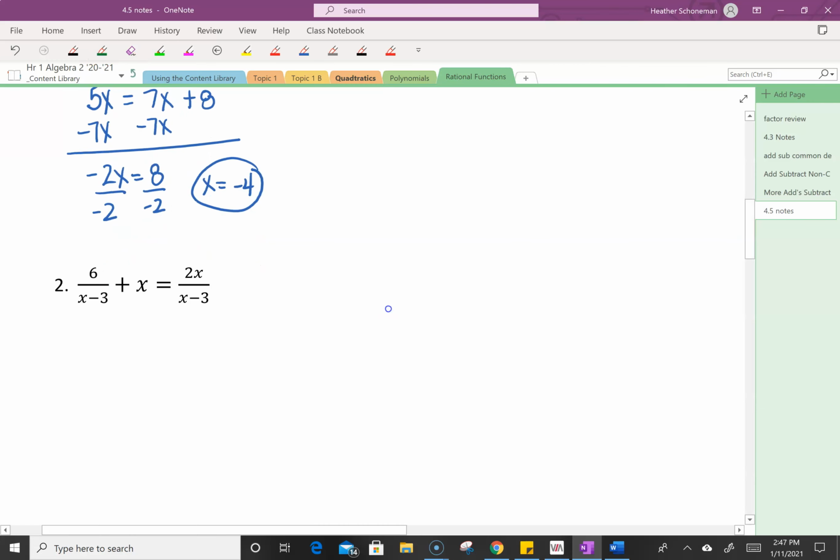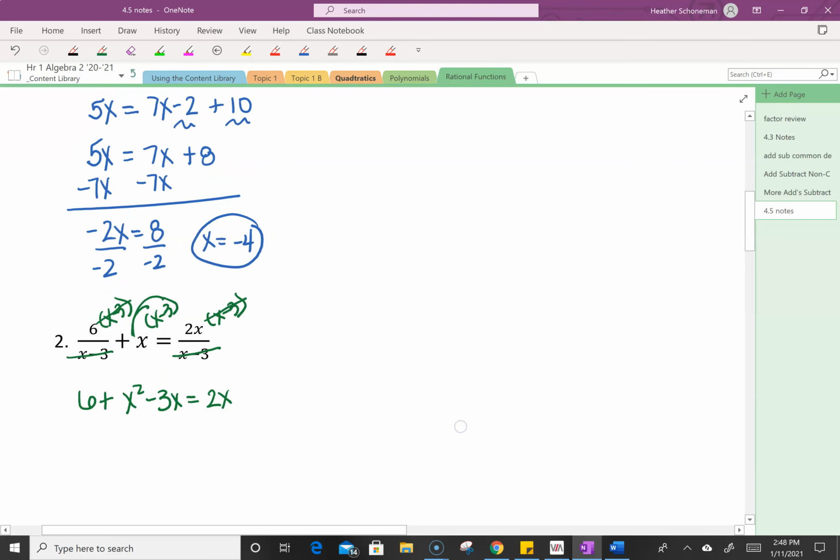Okay, number 2. I want to solve this equation, and I'm going to do it by clearing the fractions. Since there's only one thing in the denominator, what I'm going to clear the fractions by is that one thing, which is x minus 3. So I'm going to multiply everything times x minus 3. When I do that, the first fraction clears. The second part I need to multiply, and here it clears. So this gives me 6 plus, but now I need to distribute. This is going to be x squared minus 3x equals 2x.